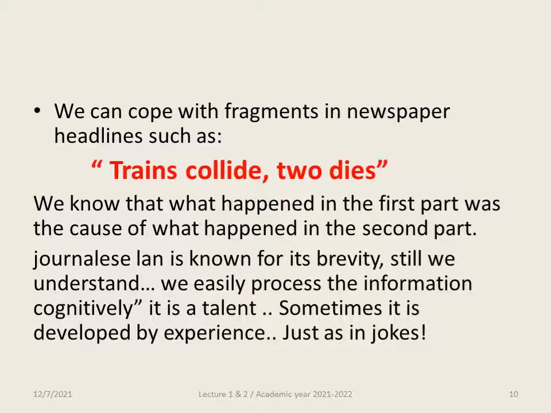He said that we can actually understand many fragments in newspapers, still, we don't have the full linguistic forms of the sentence. For example, we can cope with fragments in newspaper headlines such as trains collide, two die, or two dies. Now, somebody might actually think, what's that? Trains collide. What's the relationship? But we understand that what happened in the first part, that is the trains collide, when these two trains clash, was the cause of what happened in the second part. Two passengers, perhaps, that were on the train, died.